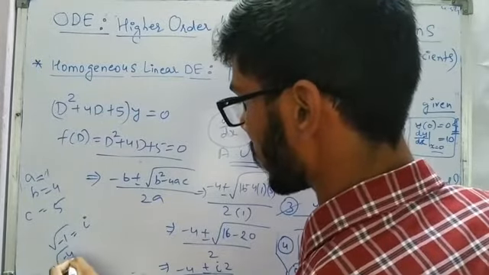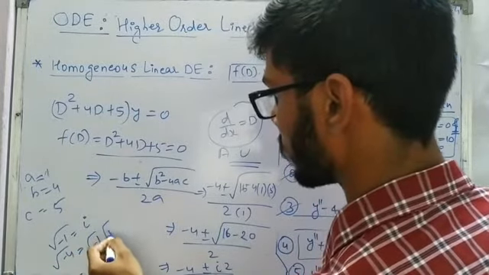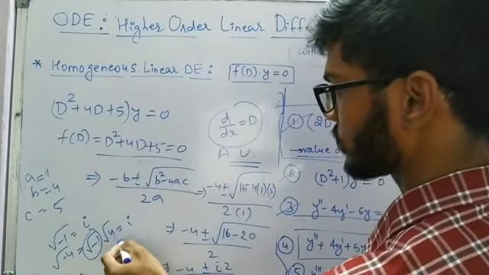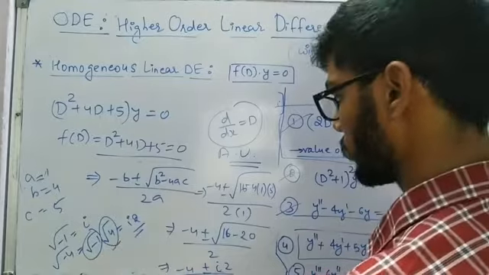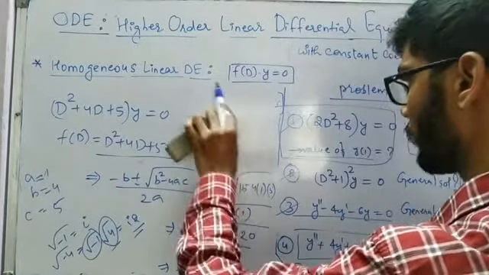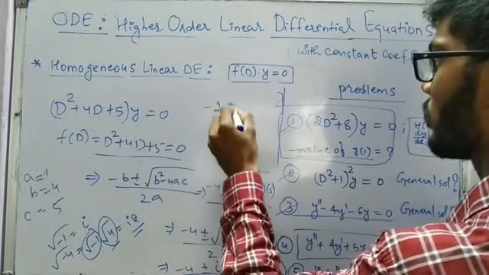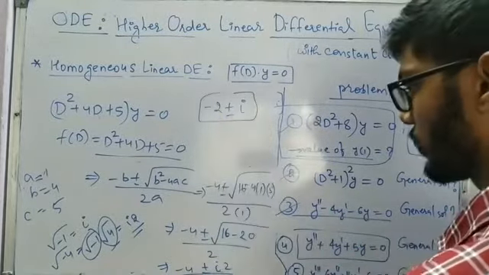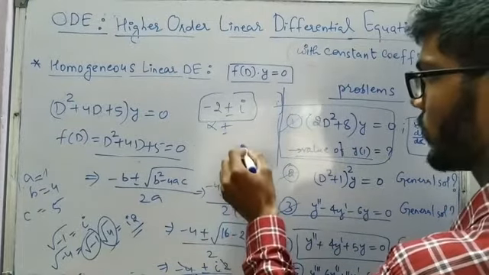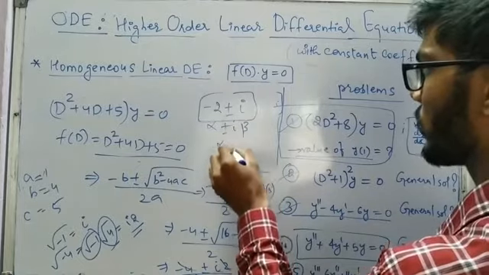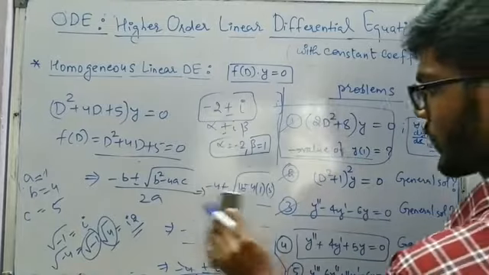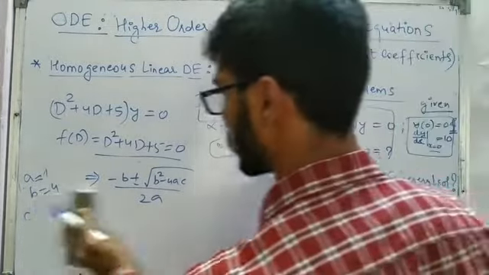Root over minus 4 we write as minus 1 into 4. This root over minus 1 is iota, and root over 4 is 2. So we get minus 4 plus minus iota 2 by 2. If we divide by 2, the solution is minus 2 plus minus iota. So again the complex roots are there: alpha plus minus iota beta, alpha is equal to minus 2, beta is equal to 1. So again it is simpler to write the solution directly.